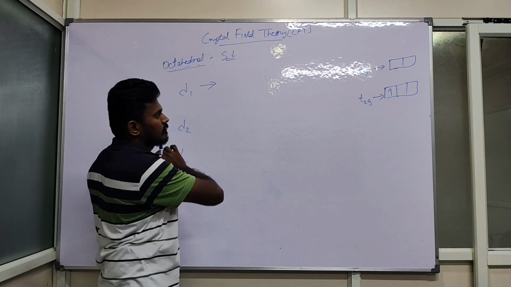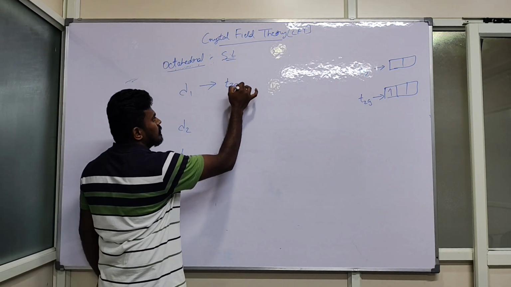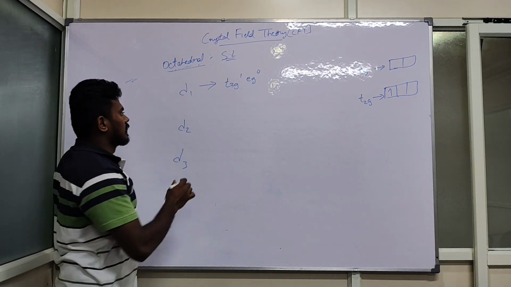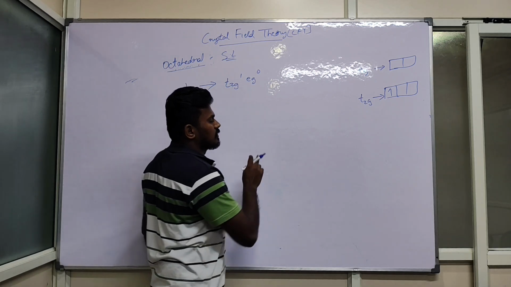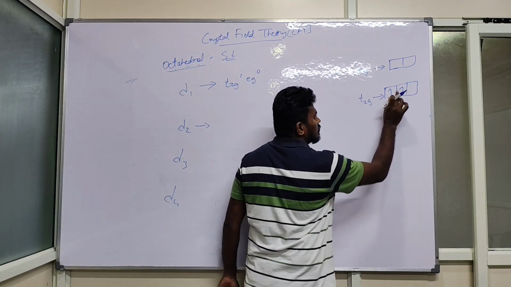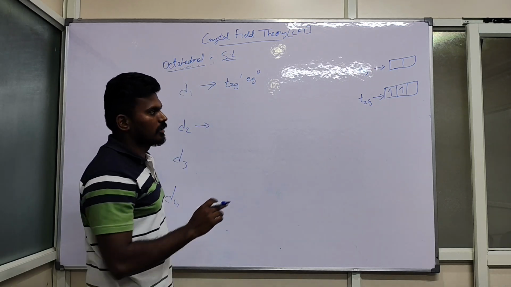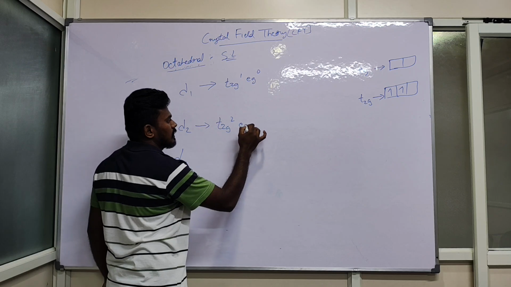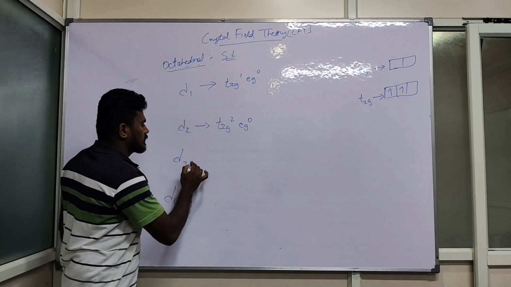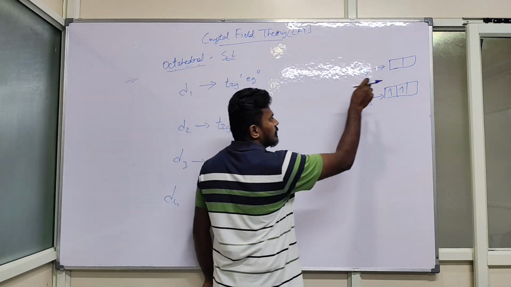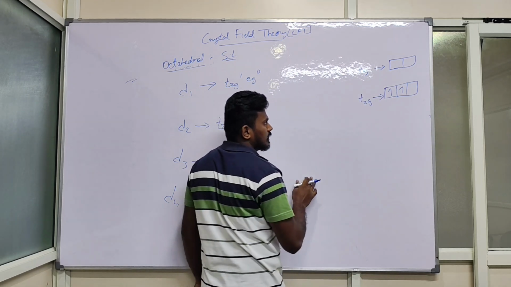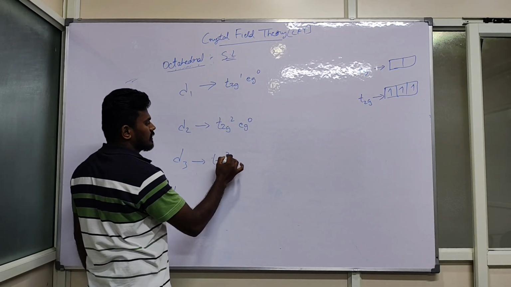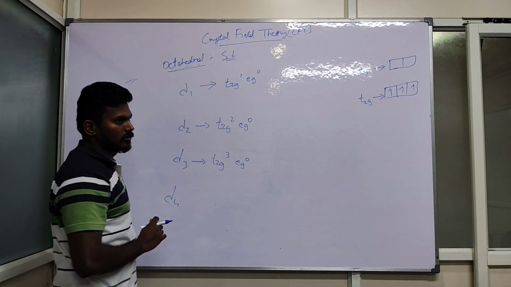So here in the d1 configuration, the t2g orbital will have 1 electron and eg will have 0 electrons. Likewise, in the d2 configuration, the second electron will be filled into the second orbital of the t2g, and t2g will get 2 electrons, still eg will have 0. For the d3 configuration, the third electron will enter the vacant orbital of the t2g, and now t2g will have 3 electrons and eg will have 0 electrons.